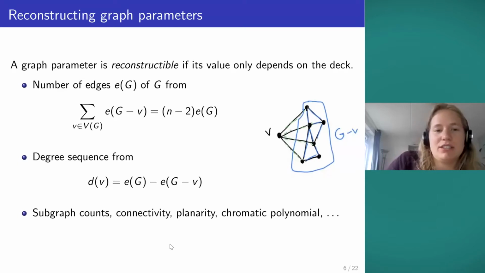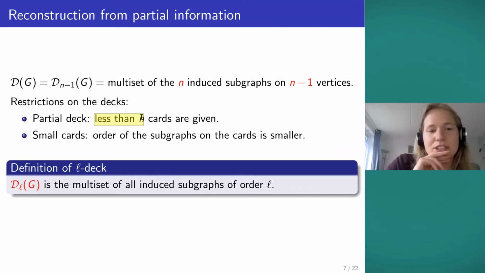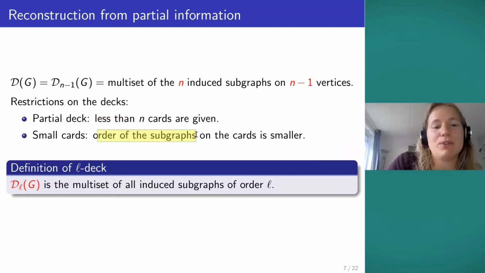Okay, so the two setups that I looked at: instead of getting the whole deck, we're going to get a bit less information. Originally, we get all induced subgraphs on n-1 vertices. One situation that I've looked at, which I won't talk about in this talk, is a partial deck setup. Instead of getting all the cards, we get strictly fewer cards, but still see these really big subgraphs. And the second natural question is, what if we make the order of the subgraphs smaller?